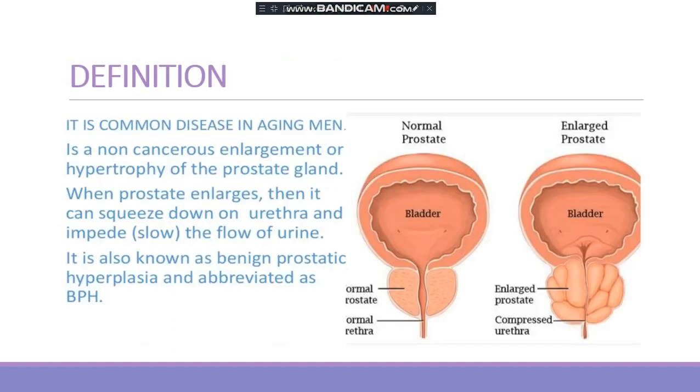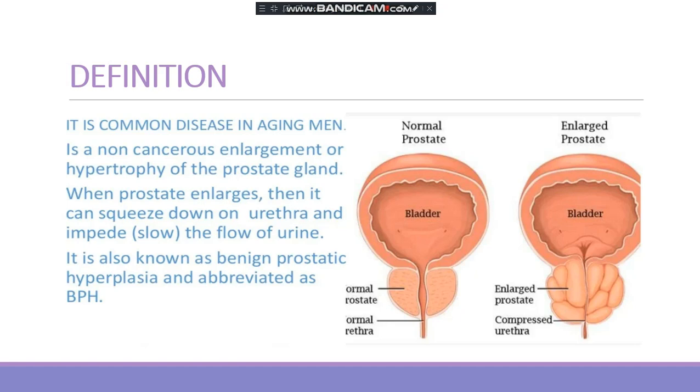Now let's come to our condition, what is benign prostatic hyperplasia. For your better understanding, I have added three definitions, and you can study the easier one. From this picture itself, it is very easy to understand what BPH is. There is no need for further explanation, I hope. The first definition: a common disease in aging men, a non-cancerous enlargement or hypertrophy of the prostate gland. Non-cancerous enlargement or hypertrophy of the prostate gland is known as BPH.